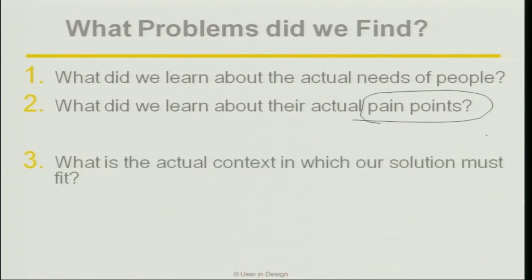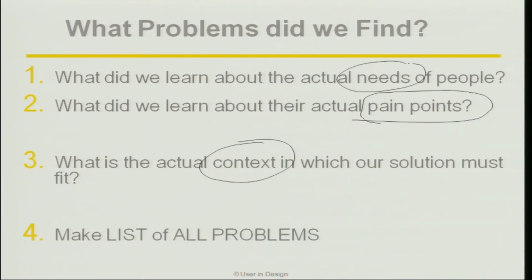Okay? Next is, what is the actual context in which our solution must fit, right? So the needs, the pain points, what is the actual context? Now you have a sense, having gone to the user's context, of if you create a design, what is the environment in which it must live? How does it fit into their life, right? So make a list of all those problems, of all these, the needs, the pain points, the contexts, etc. Make a list of all of those, right?